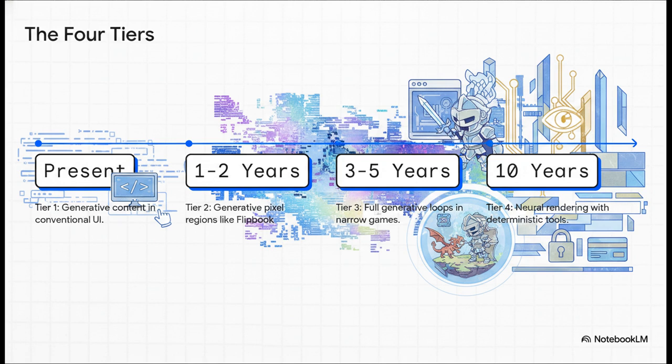Tier 2 introduces generative regions, where specific parts of your screen are purely generated pixels with no HTML underneath. Tier 3 brings full generative loops, but restricted to narrow domains like specific video games. And finally, Tier 4 is that grand, long-term goal, a world where a neural substrate handles all the complex visual rendering, but it's tightly integrated with deterministic tools, traditional, reliable code. Because while neural networks are amazing for generating what looks right, you absolutely want traditional, bulletproof code handling your bank transfers and verifying your identity.